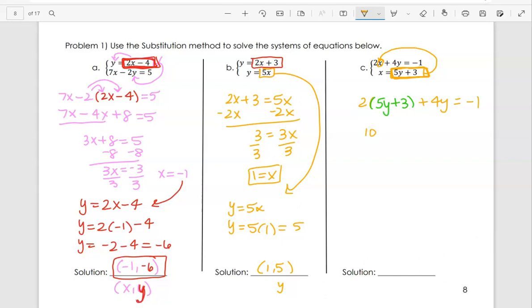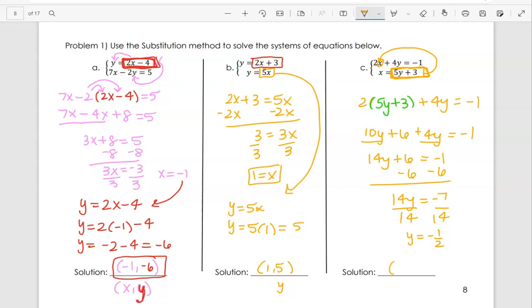Distribute the 2. Combine like terms. Subtract the 6 over. Divide by 14. Y equals -1/2. So here's my solution so far. I know the y value, I still need to know the x value.